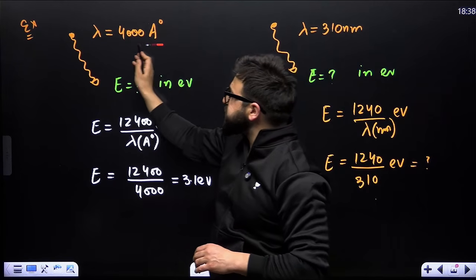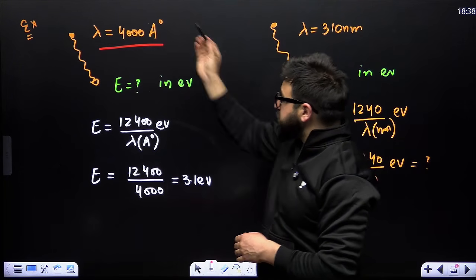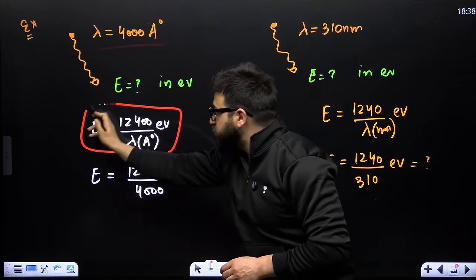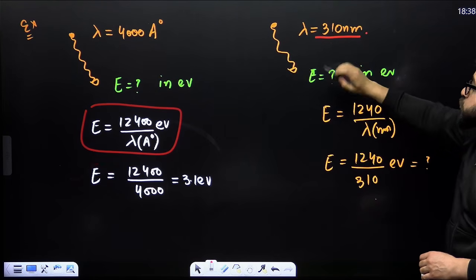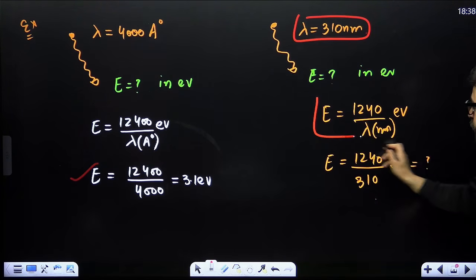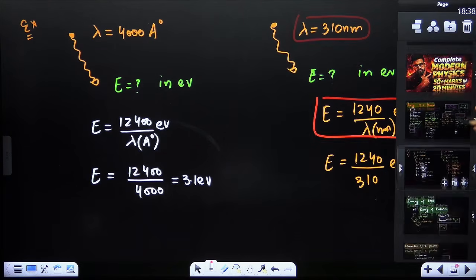Like, my dear NEET aspirants, if I say a photon has a wavelength of 4000 angstrom, in this particular case we'll be using this to find the energy. If the wavelength is in nanometer, we'll be using this to find the energy of a photon. Let's dive into the next one.